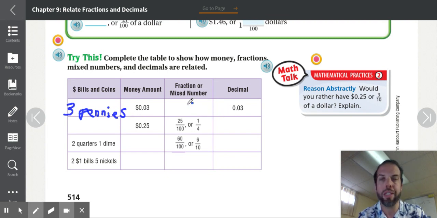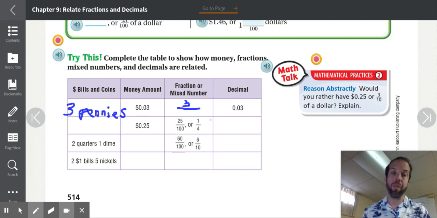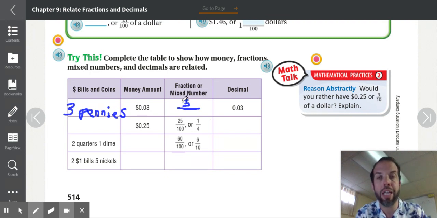All right, so how do I write this as a fraction or a mixed number? Well, first of all, I know it's not going to be a mixed number because there's no whole number here. So it's definitely going to be a fraction. So my numerator is going to be 3. Now the question is, what is my denominator? So think about money and my whole. Remember, my whole is always going to be my dollar. All right, so how many cents are in one whole dollar? So it'd be 3 over 100, or 3 100ths.